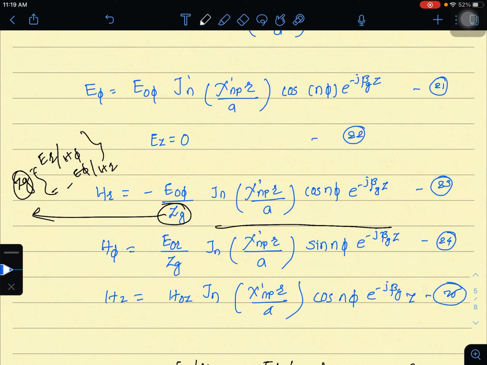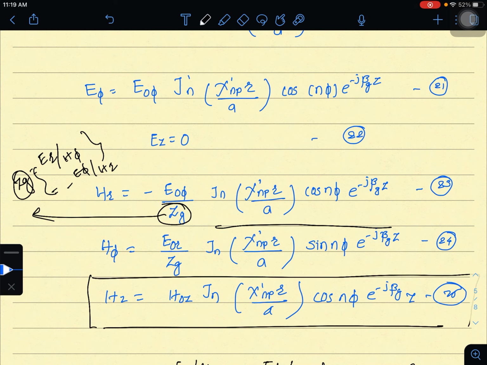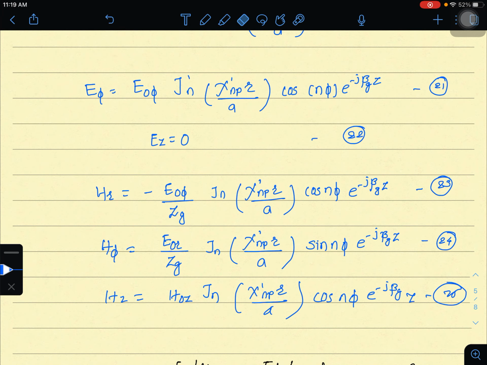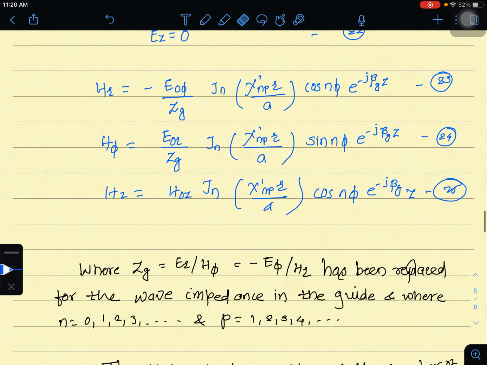Now H phi is equal to E0 R by ZG JN X dash NP R by A into sine of N phi e raised to minus J beta G into Z. And this equation is equation number 2, and we are just replacing the value of Kc here, nothing more changes.